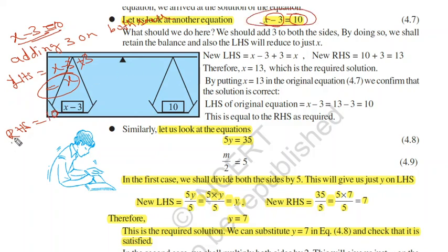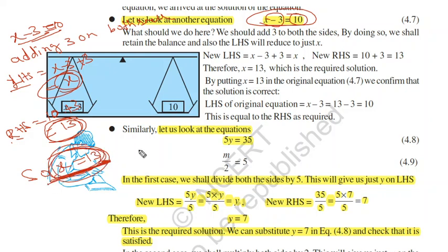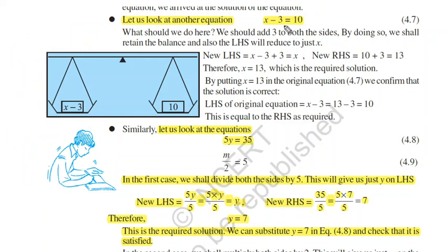So new RHS will be equal to plus 3. We are adding 3 on both sides. Then which will be equal to 10 plus 3 equal to 13. So we get RHS as 13. We get LHS as x. So you can write x equal to 13. Now you can check this value. Okay, we got x equal to 13. You can check this by putting this value in the equation, x minus 3 equal to 10.